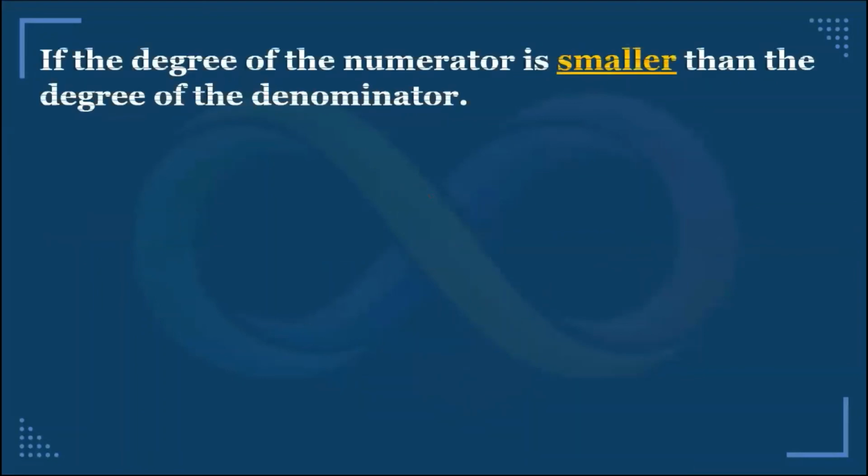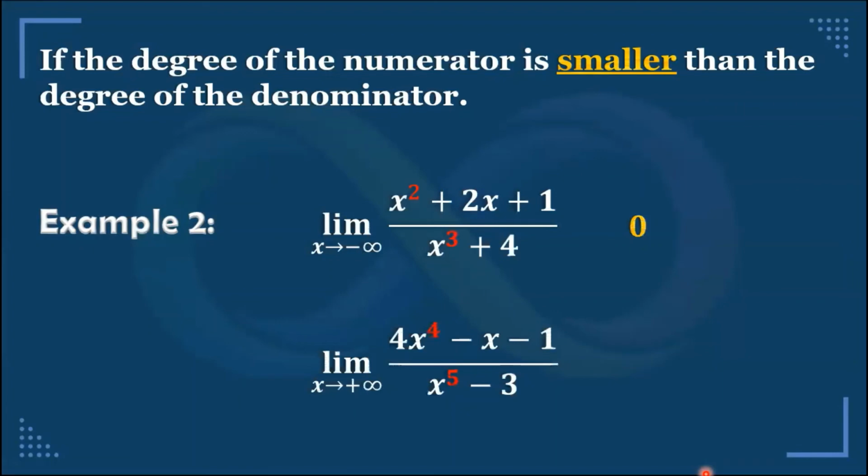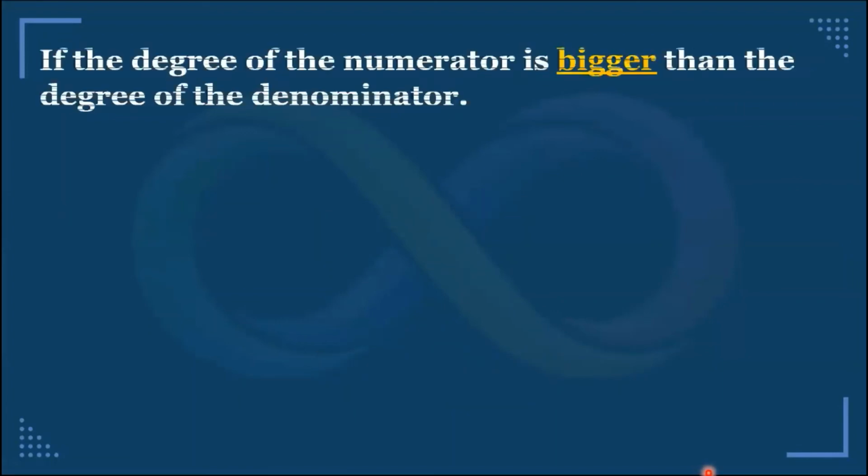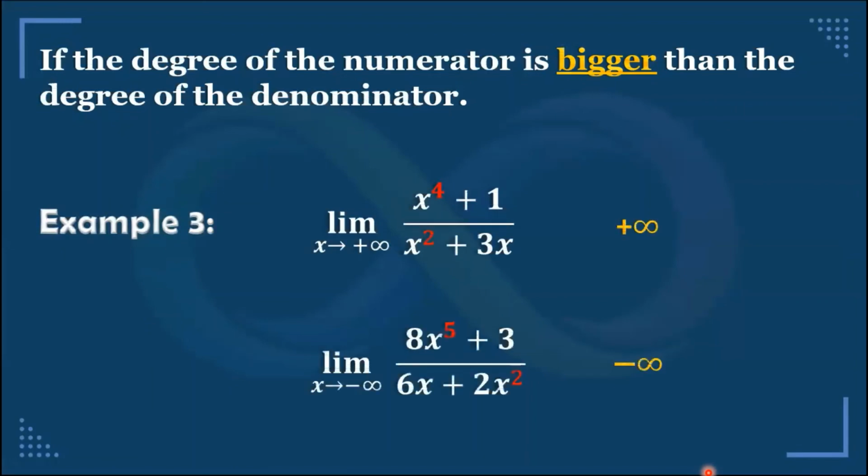Next, if the degree of the numerator is smaller than the degree of the denominator, then the limit is 0. And if the degree of the numerator is bigger than the degree of the denominator, the limit is infinity. It's either positive infinity or negative infinity depending on the solution.